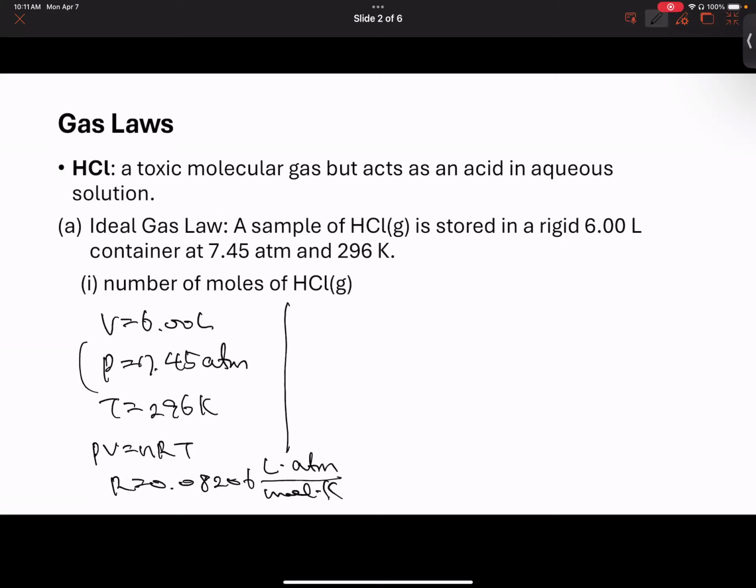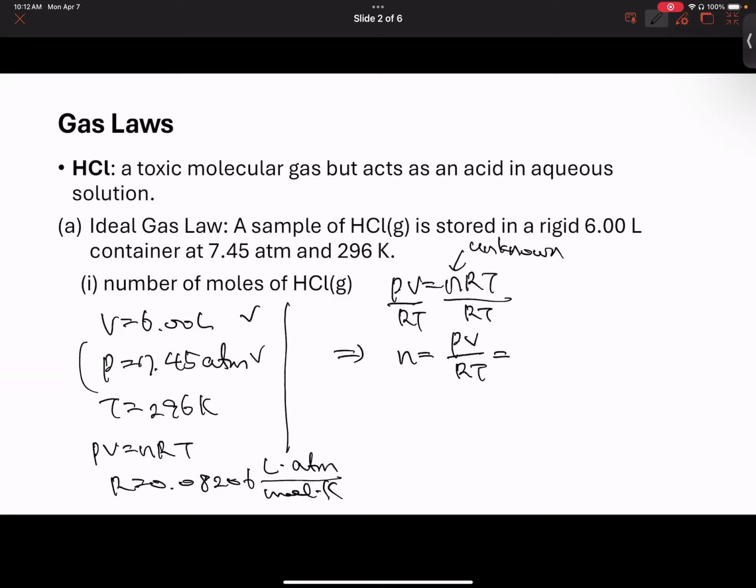Now let's rearrange the ideal gas law. PV equals nRT. So n is unknown, and let's leave the unknown on one side, everything else on the other side. So let's divide both sides by RT, and we have this equation now. Number of moles is calculated by PV over RT. I see the volume is in liters, check. The volume unit is correct. Pressure is in atm, unit is correct. Temperature is in Kelvin, unit is correct.